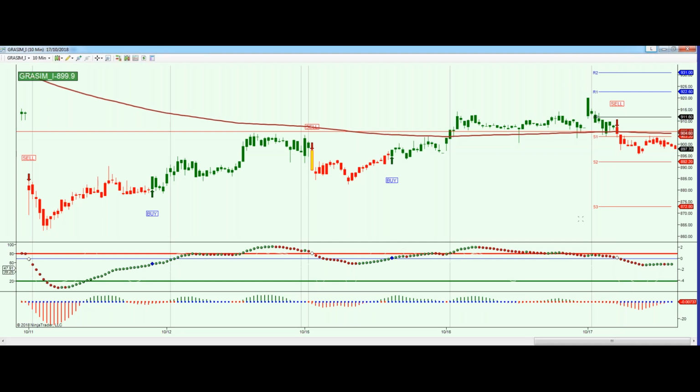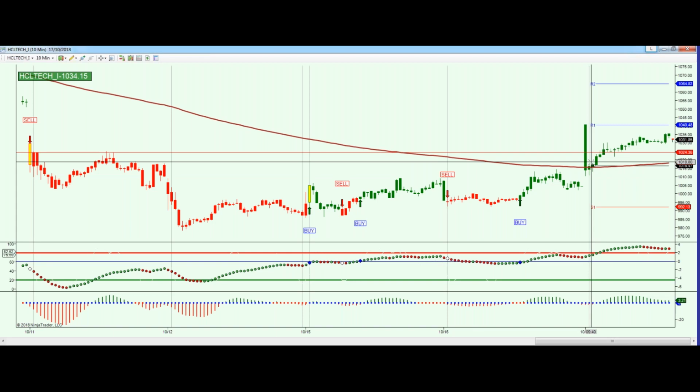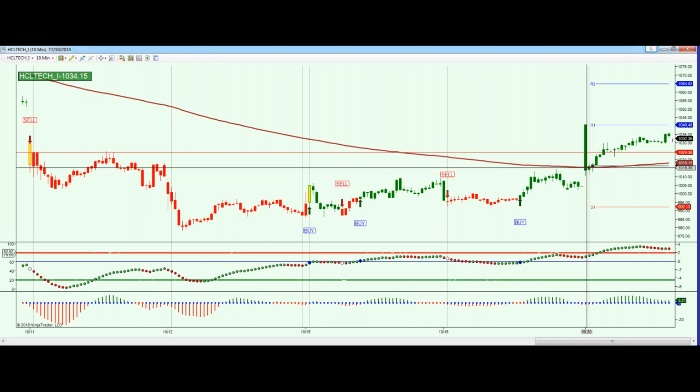And HCL Tech, we have a buy call. Our entry for the buy call was 10,015, that is somewhere here, and now it is trading at 10,035. So roughly around 20 rupees on HCL Tech.